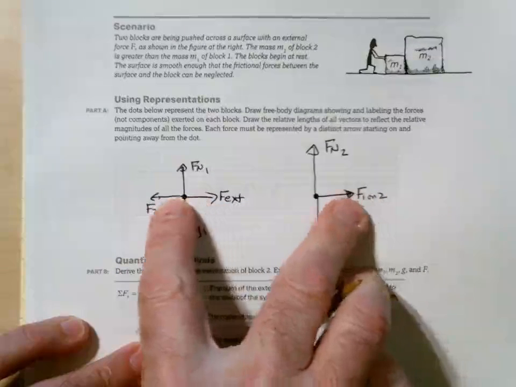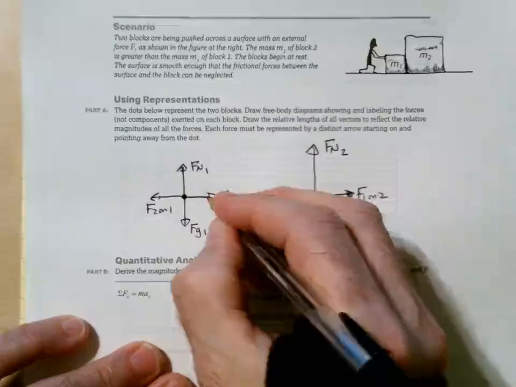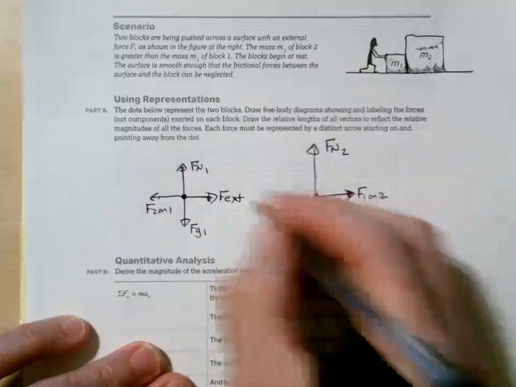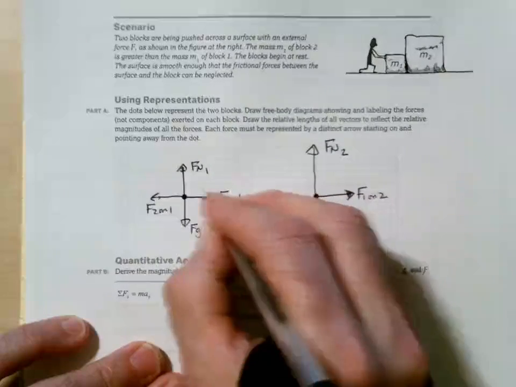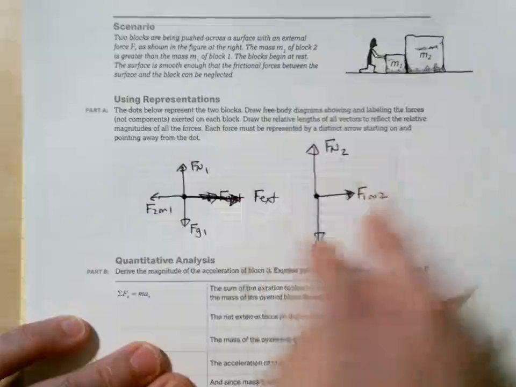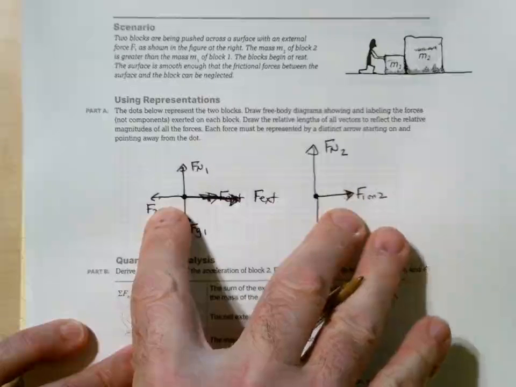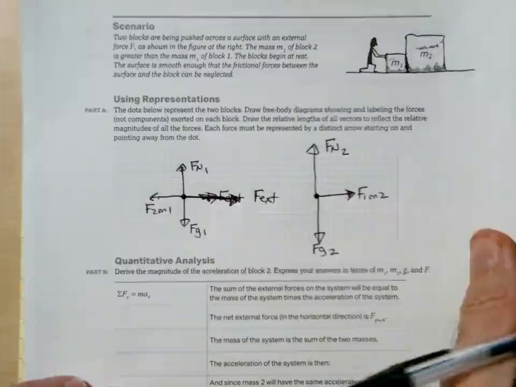These should be the same, pointing in opposite directions. And then the external force has to be bigger than that in order for the system to move. This force would have to be shown as being bigger than these two contact forces of the blocks against each other. Derive the magnitude of the acceleration of block 2.